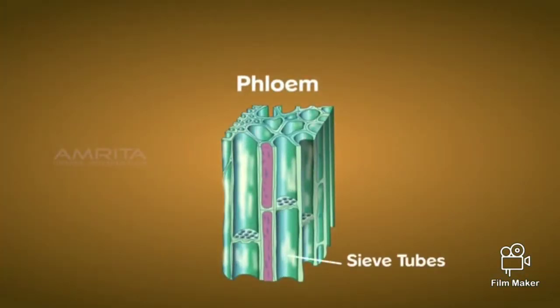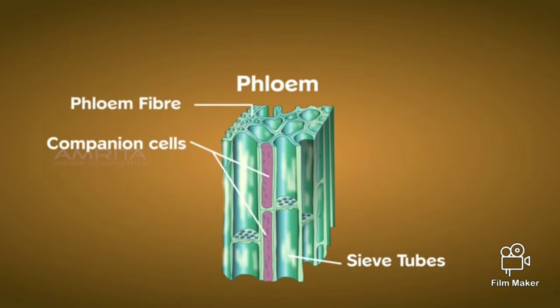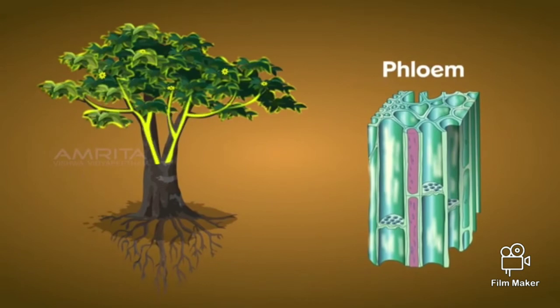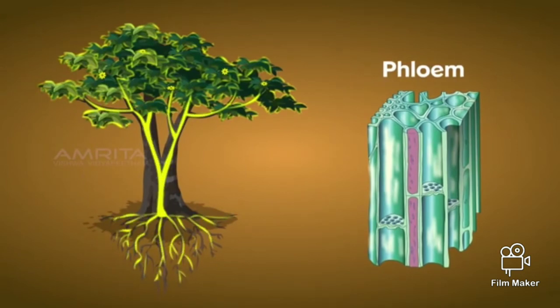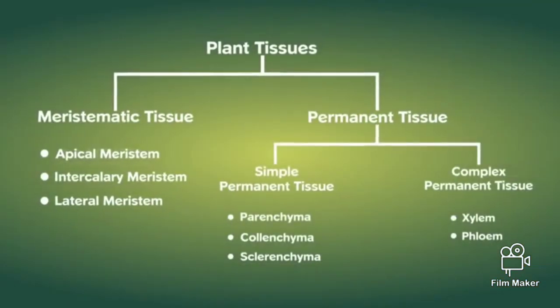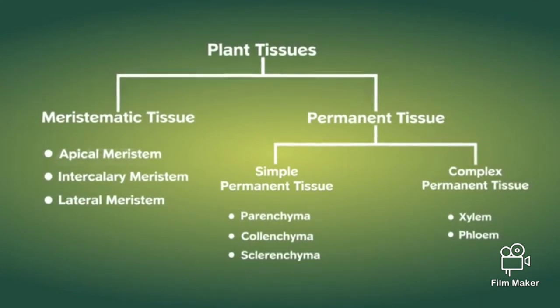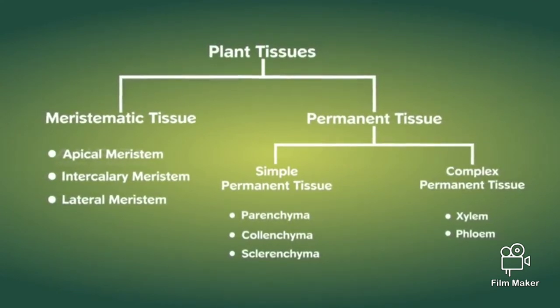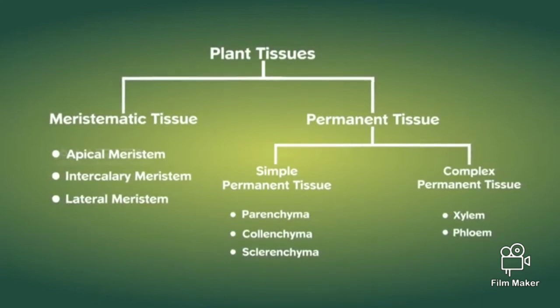Phloem consists of sieve tubes, companion cells, phloem fiber, and phloem parenchyma, which transports prepared food from leaves to the other parts of the plant. In conclusion, we have seen and understood the plant tissues, their types, subclassifications, and their functions.